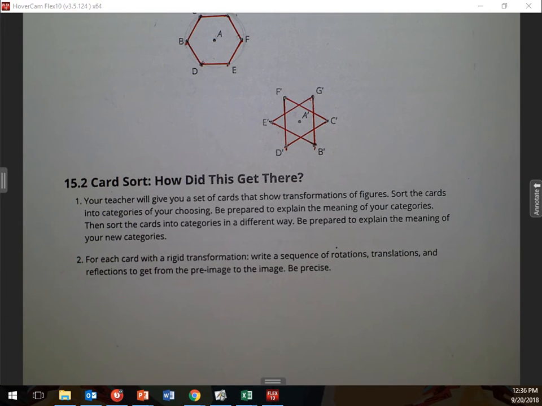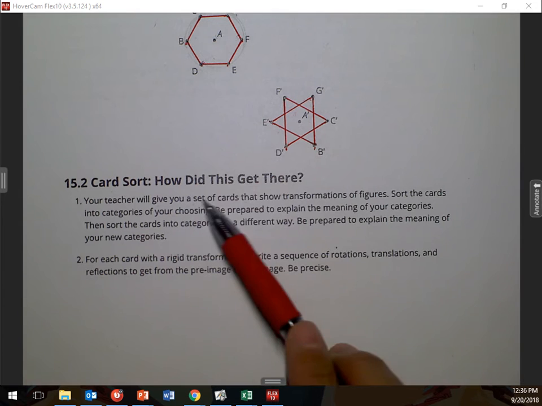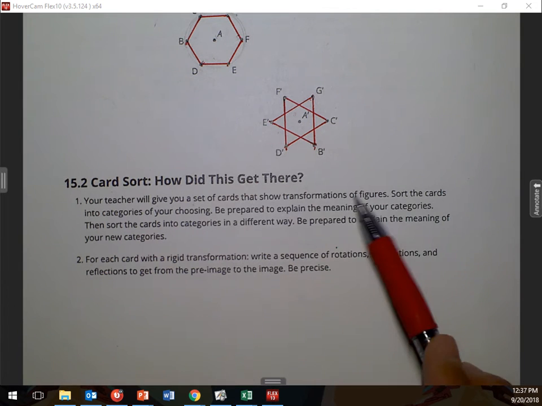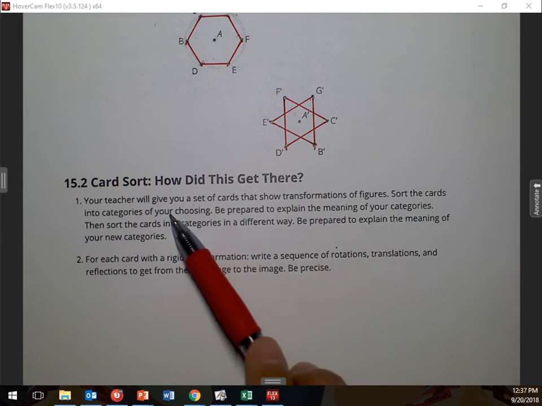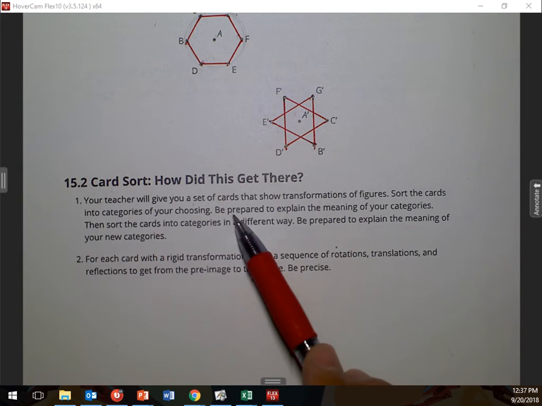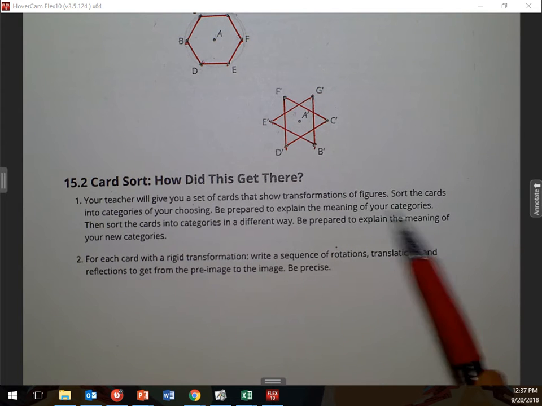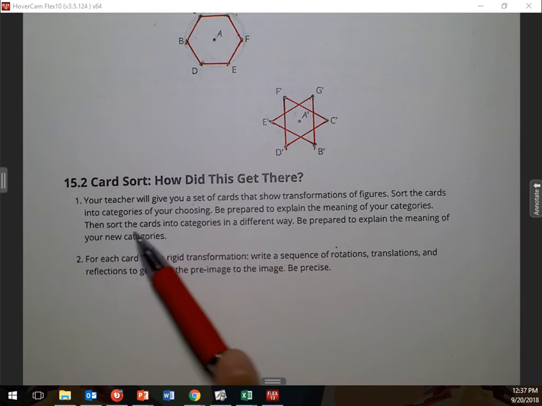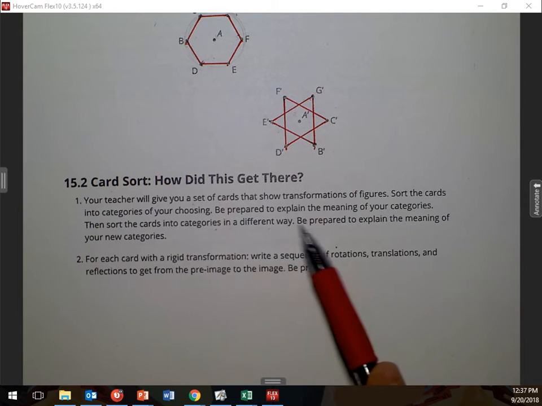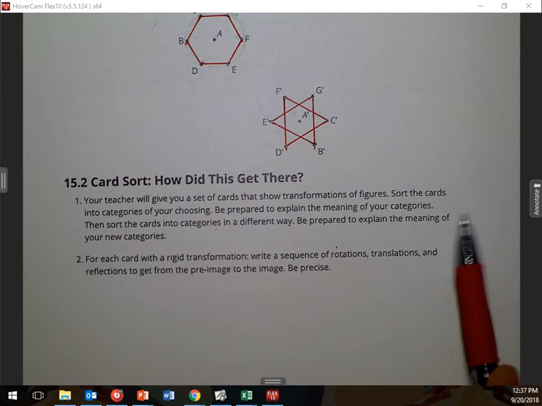Okay, so now let's take a look at 15.2. It says, your teacher will give out a set of cards that show transformation of figures. Sort the cards into categories of your choosing. Be prepared to explain the meaning of your categories. Then sort the cards into categories in a different way. Be prepared to explain the meaning of your new categories.